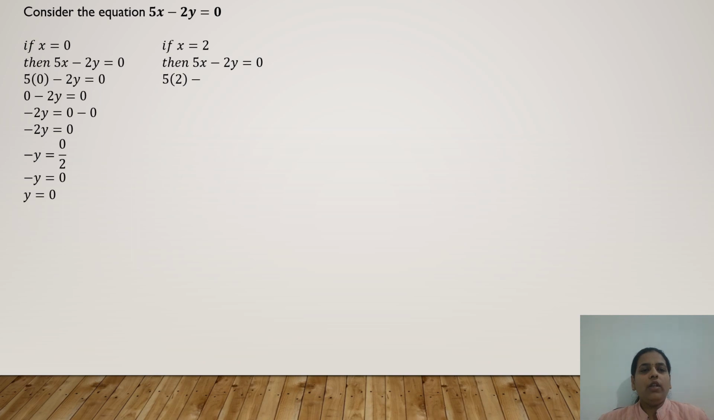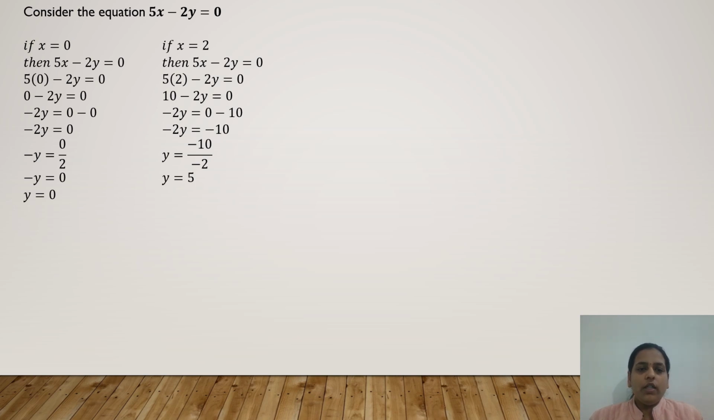Next, if x is equal to 2, put x is equal to 2 in the given equation. 5 into 2 minus 2y is equal to 0. 5 into 2 is 10. 10 minus 2y is equal to 0. Then minus 2y is equal to 0 minus 10, which is minus 10. When minus 2 changes the side, it goes in division of minus 10. Then y is equal to minus 10 upon minus 2. When we do the division, the value of y is 5, because 2 5s are 10.